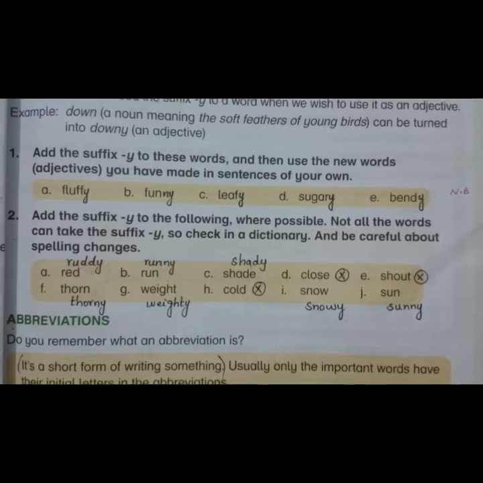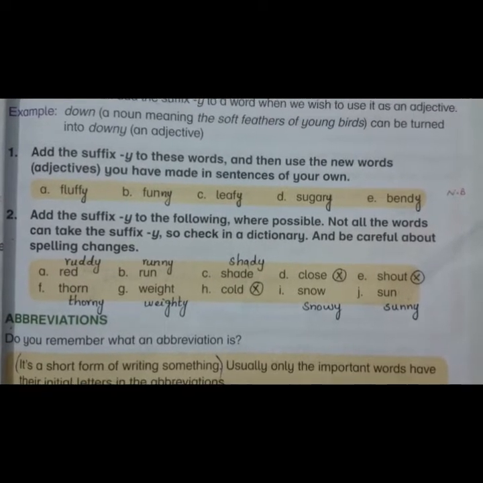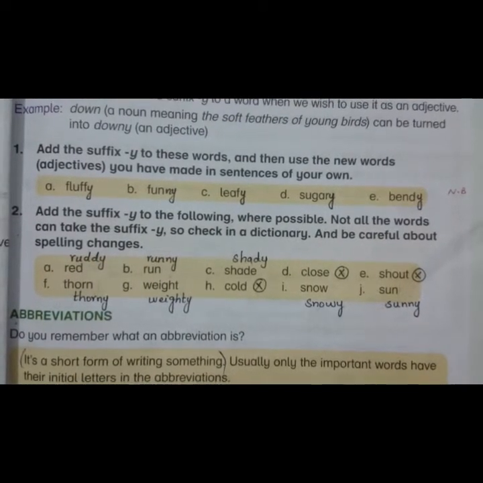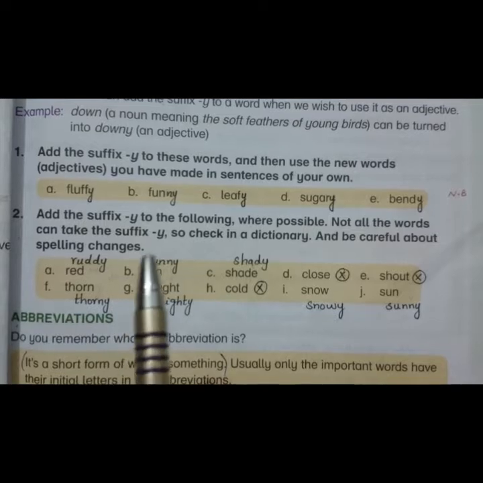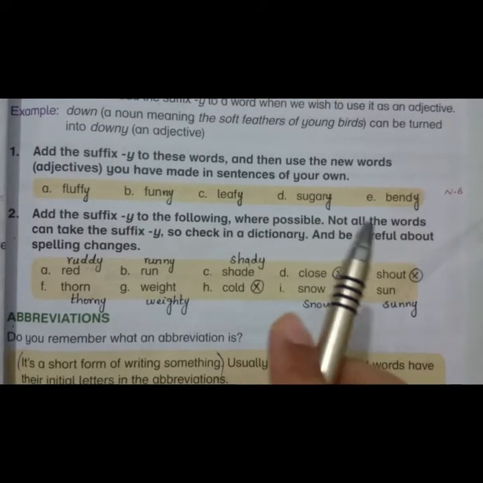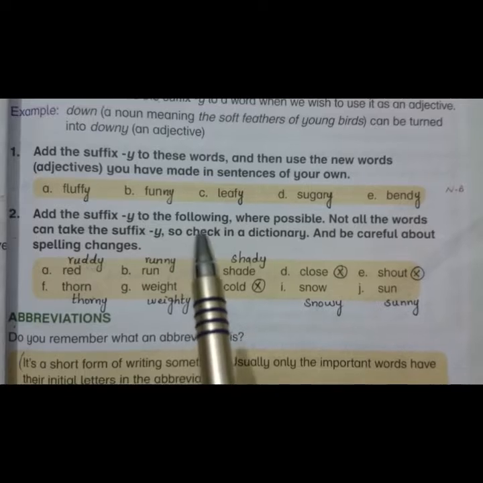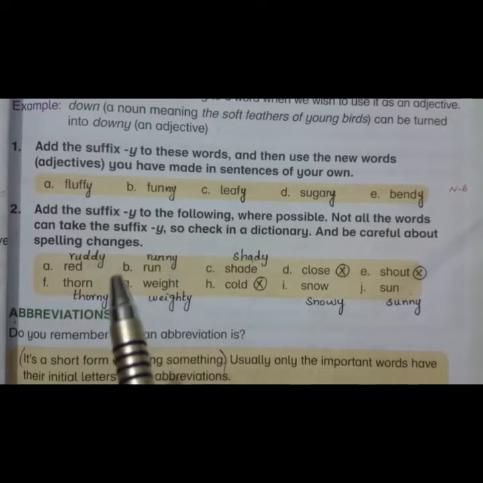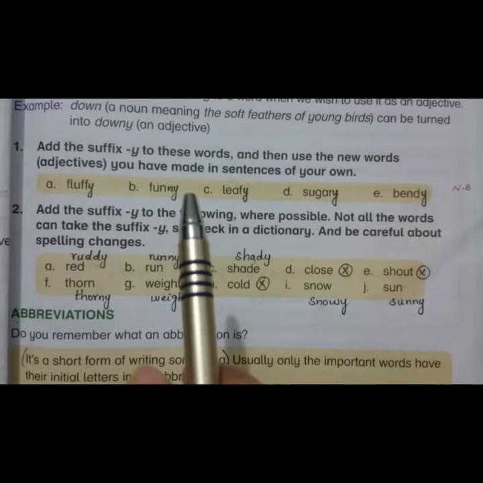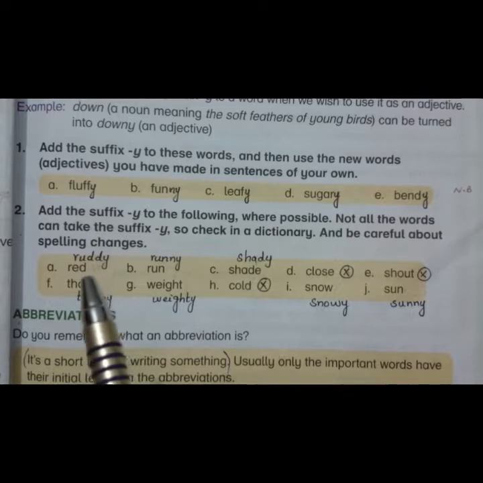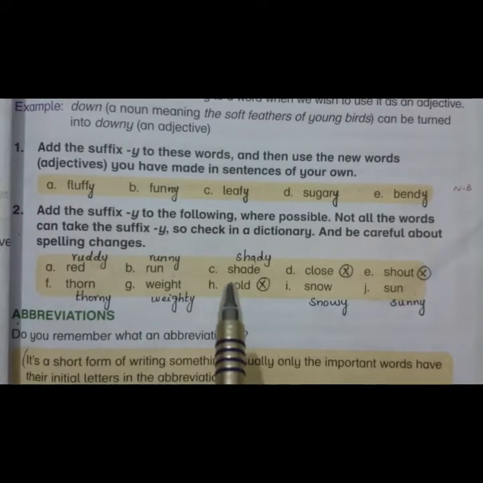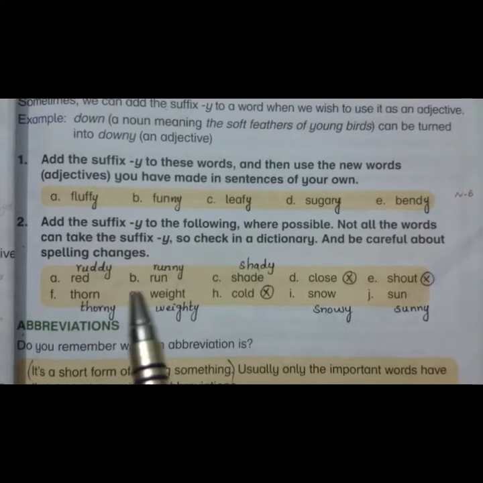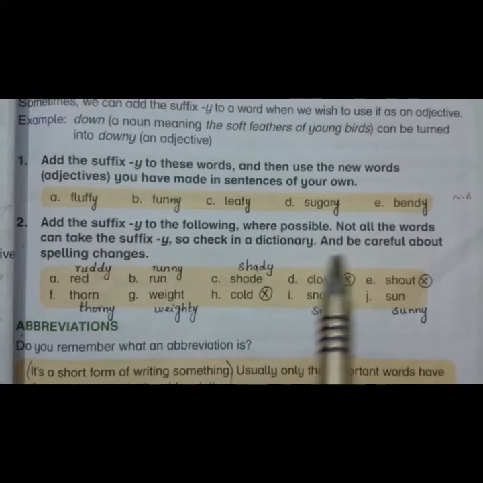Our second part is that add the suffix y to the following where possible. Not all of the words will be changed. Now question number 2 is add the suffix y at the end of the given words, but not all of the words can take the suffix y. So check it very carefully and be careful while changing the spellings. You will simply add the suffix y just like we did in question number 1, but remember that there are some words in this question that can never be changed with suffix y. That means they will never take a suffix y at their end.